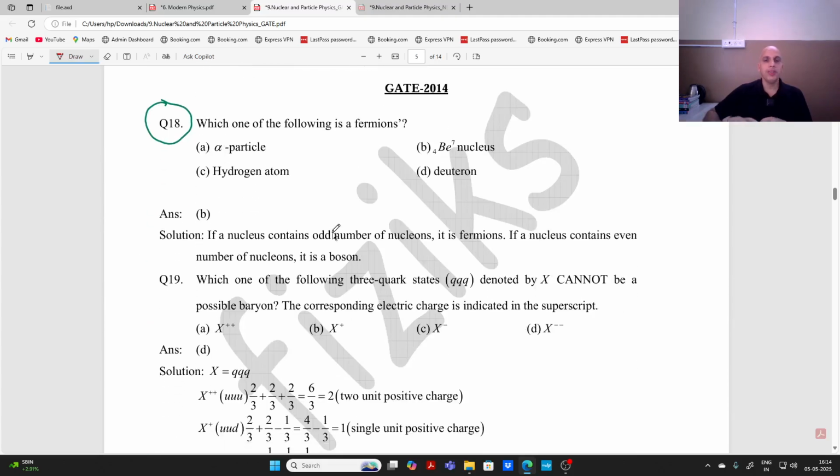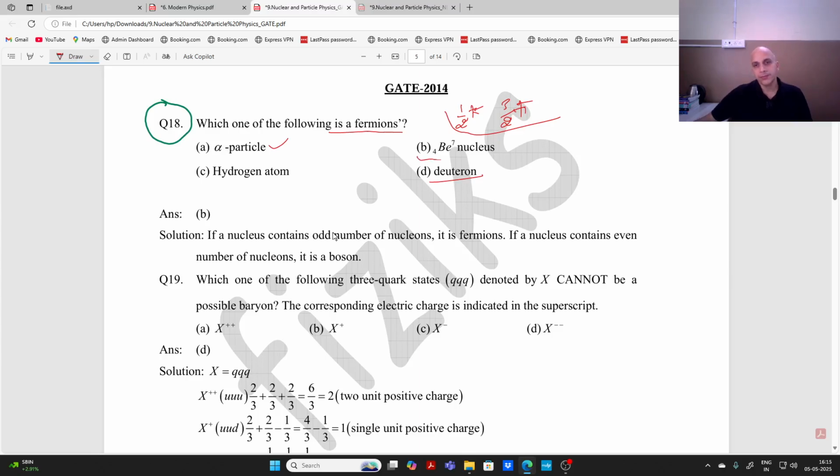Next question is, which of the following is a fermion? Fermion means having half integral spin, 1/2 ħ, 3/2 ħ, and so on, right? So if we look at the alpha particle, it is a boson. We know very well. Deuteron is also a boson having spin 1, right?